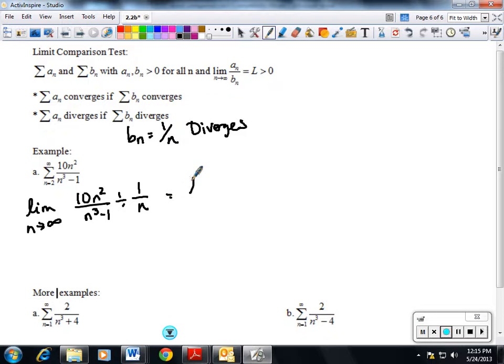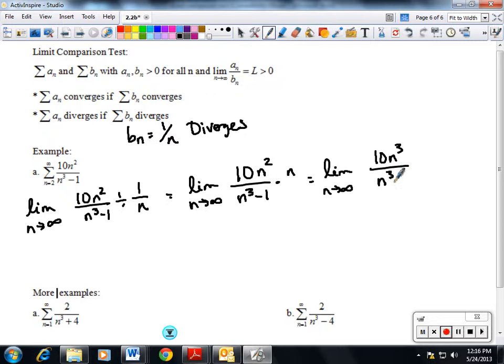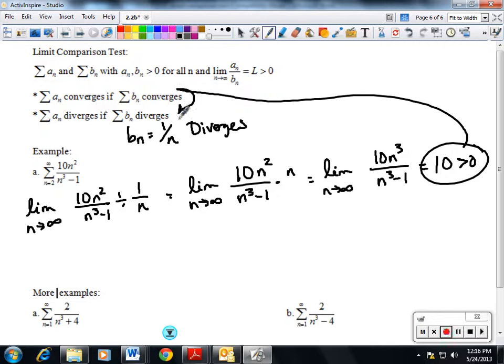So if I work that out, that's the limit as n goes to infinity of 10n squared over n cubed minus 1 times n, which would be the limit as n goes to infinity of 10n cubed over n cubed minus 1. Well, that limit is 10. Well, 10 is bigger than 0. So that tells me that it's going to do whatever these do. This one diverges, so this series will diverge as well.